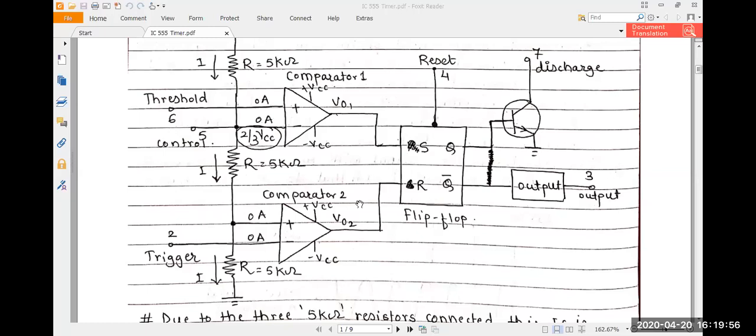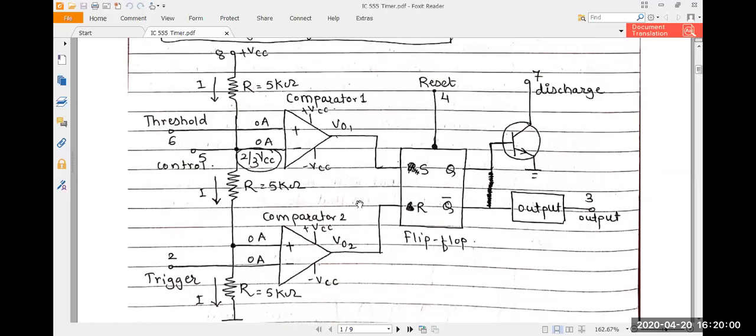Along with that, you can see there are three resistors which are connected. They are actually in series. We'll see how they are in series. But you can see all these resistors are 5K, 5K, 5K. And that is the reason why this particular IC is called the 555 timer IC.